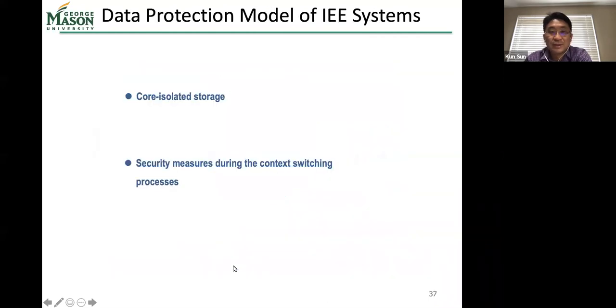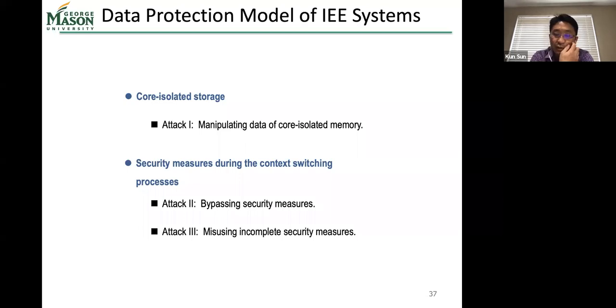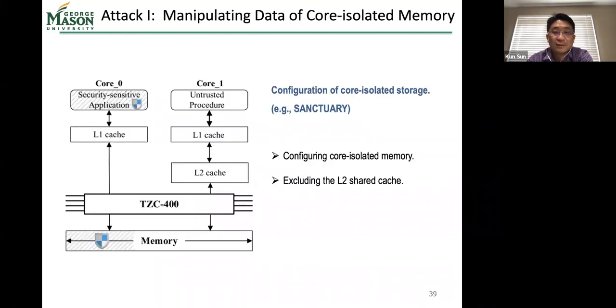By doing this, we can show how the attacker can violate those models. For core isolation, we figured out that by using the shareability features, they can steal sensitive data from another core. We also found other attacks. One totally bypasses the secure cleaning process when switching out. Another misuses some incomplete security measures. So we will see those examples.